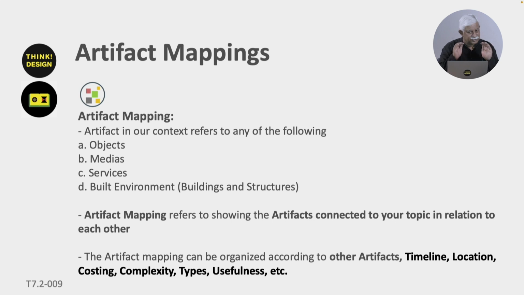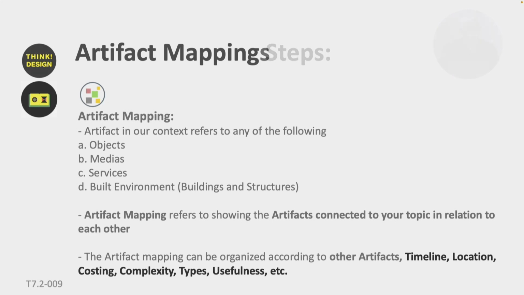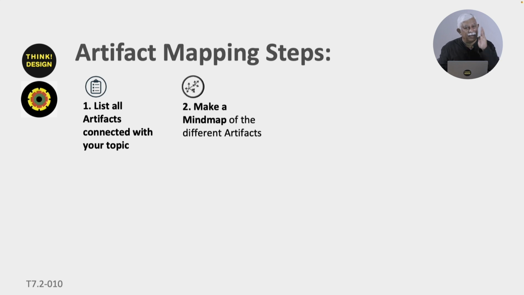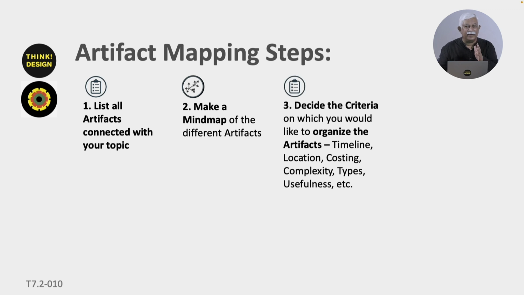It's not that confusing. It's actually very simple to do. Basically it means that you're taking the artifacts connected with your topic and mapping them in relation to each other. If you look at the steps, list all the artifacts connected with your topic, make a mind map of the different artifacts, and decide the criteria on which you want to organize these artifacts, whether it's going to be a timeline or a location or costing, complexity, types, usefulness, etc.